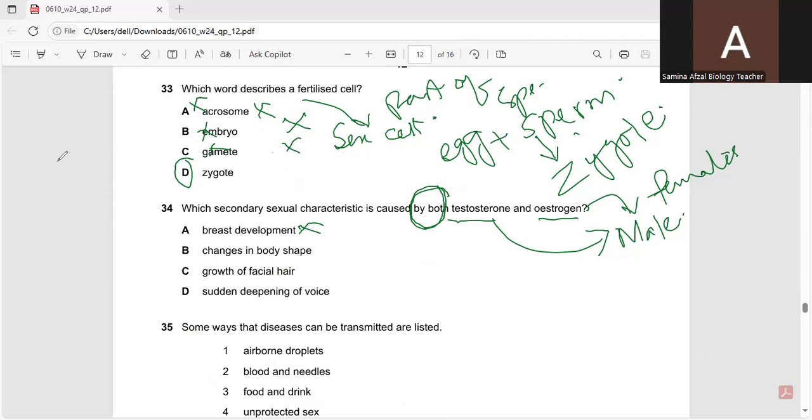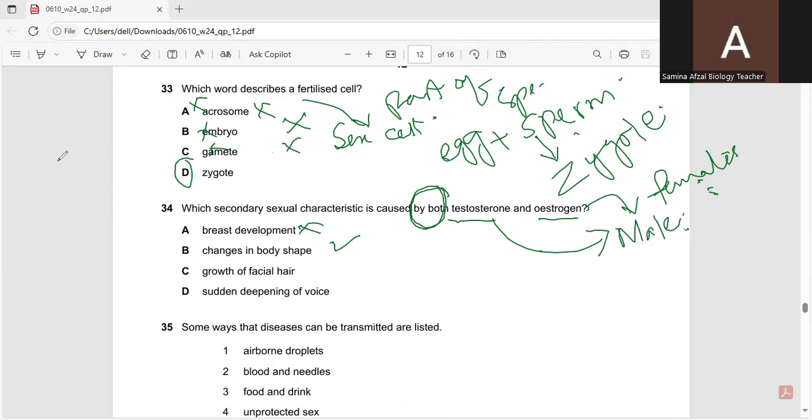Changes in body shape. Both are reproductive hormones in both genders, female and male, and both are responsible for the change in body shape. Different body parts become prominent, and the boys look like boys and the girls look like girls. So this can be the correct option.